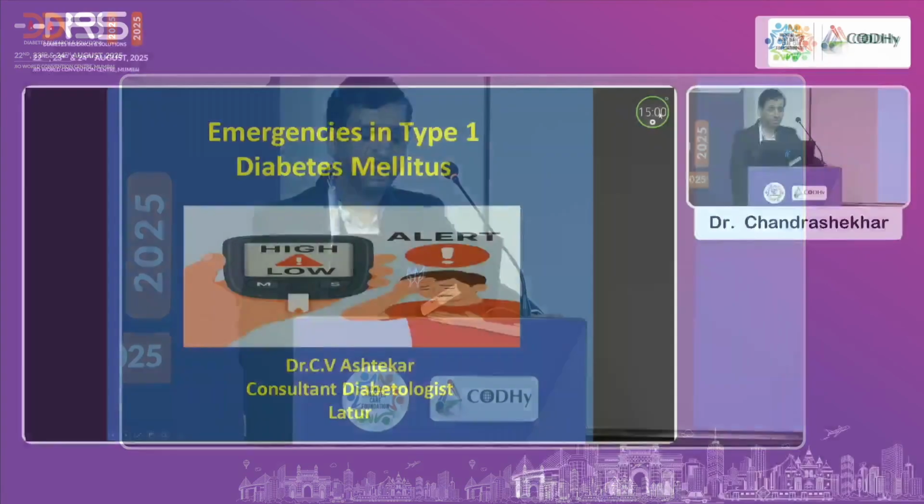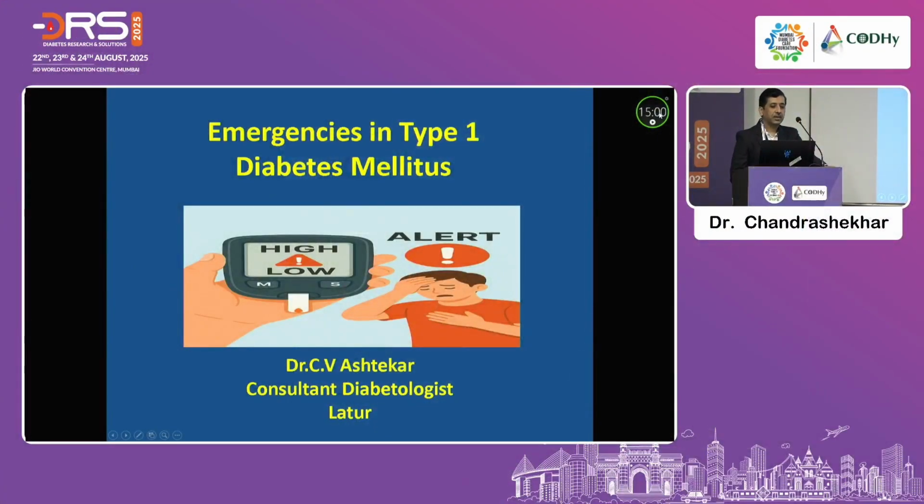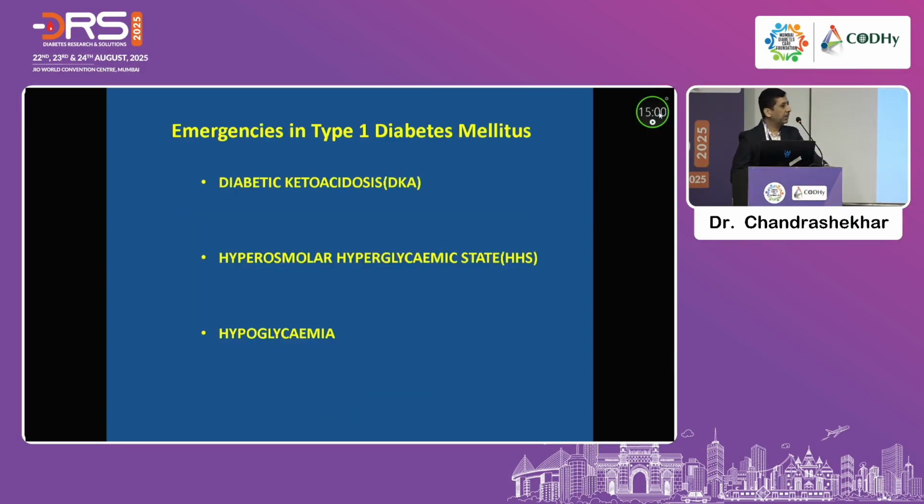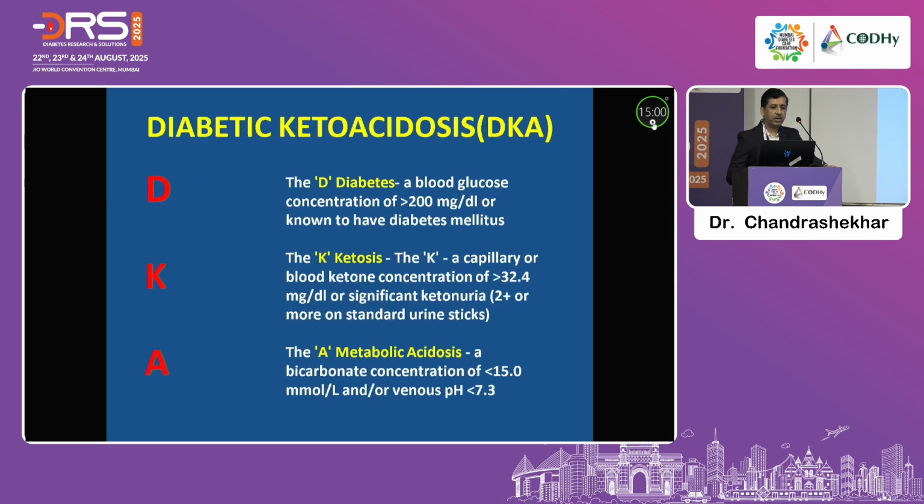And in this Type 1 symposium, I'll be talking about emergencies in Type 1 diabetes. So we are going to see there are three kinds of emergencies we see in day-to-day practice. First is DKA, diabetic ketoacidosis. Second is HHS, and third is hypoglycemia. My talk will primarily focus on DKA because that is what we experience in day-to-day practice, and my presentation will be typical practical tips for what we are going to do in our clinical practice.